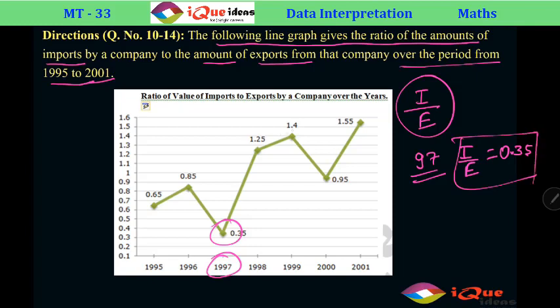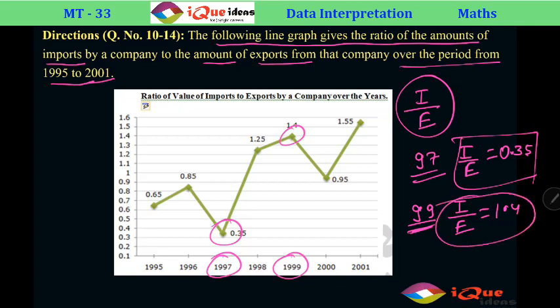Say for example, randomly if I take 1999, what happens in 99? You see, the import to export ratio is 1.4. So in 1999, import is higher. Wherever this ratio is equal to 1, import and export will be equal. Wherever the ratio is more than 1, import will be more than export. Wherever this ratio is less than 1, import will be less than export. So now that we have understood, let's take up the questions on this.